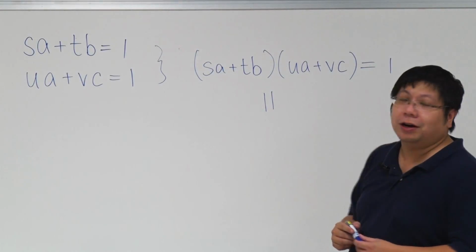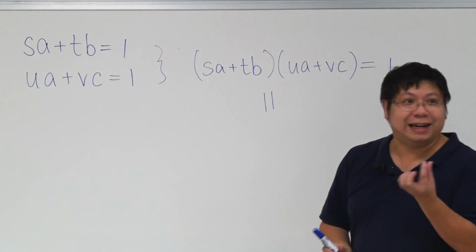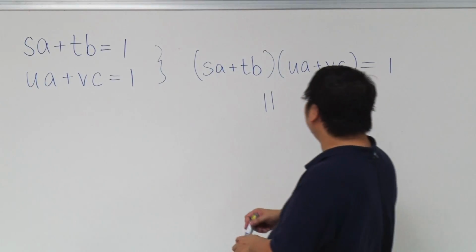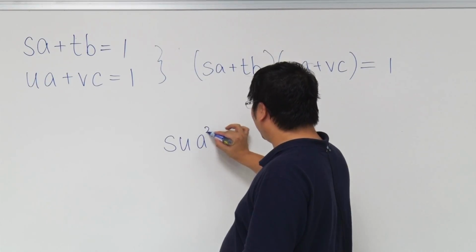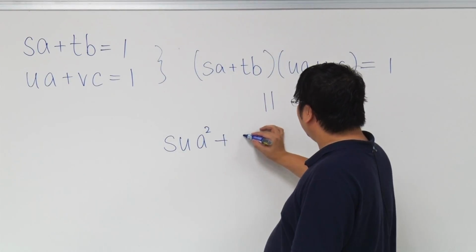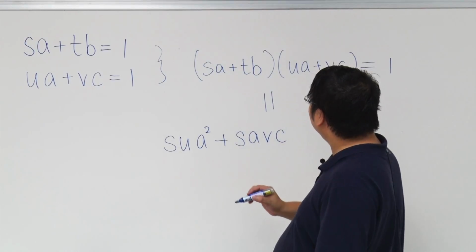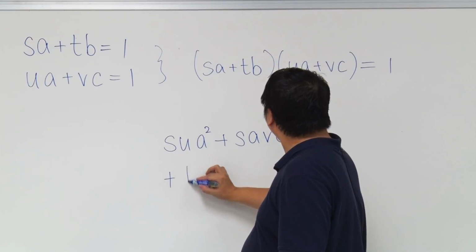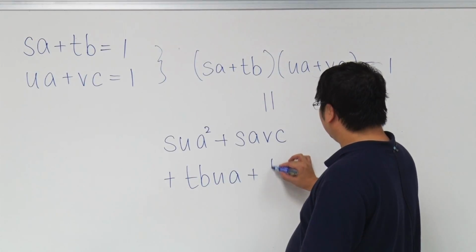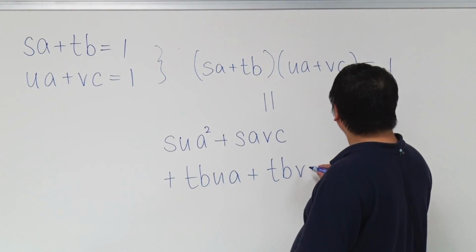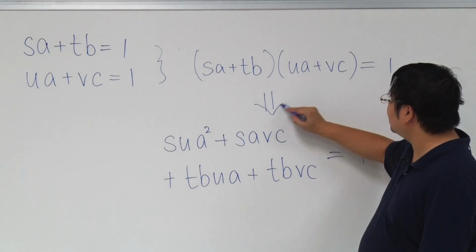So this one, we can expand it. But each term, either you will have an A inside or you will have BC inside. Is that okay? So let's expand it. We will have S times U times A squared plus S times A times V times C, right? Plus T times B times U times A plus T times B times V times C is equal to 1, right?